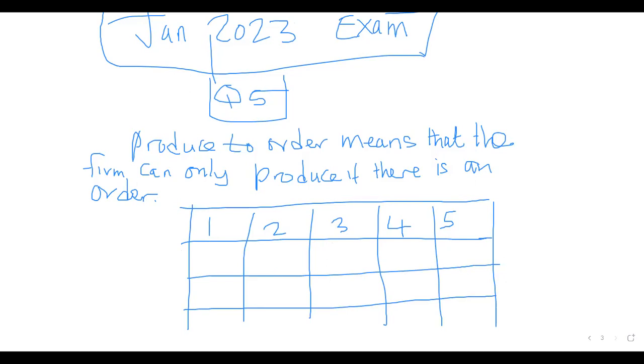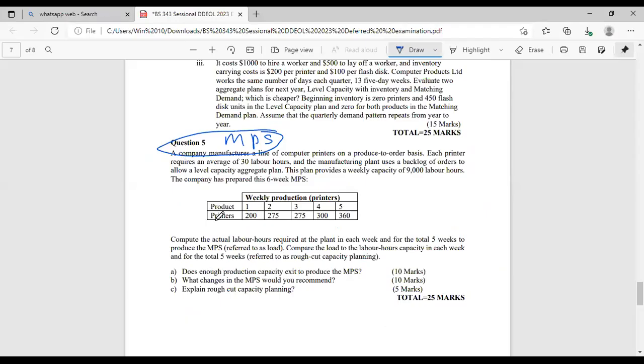So now we have this question. A company manufactures a line of computer printers on a produce to order basis. Each printer requires an average of 30 labor hours, and the manufacturing plant uses a backlog of orders to allow a labor capacity aggregate plan. This plan allows a weekly capacity of 9,000 labor hours. The company has prepared a 6-week MPS. So each printer requires an average of 30 labor hours to be produced.